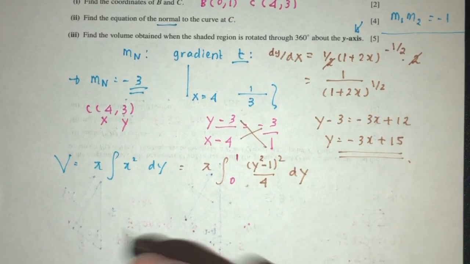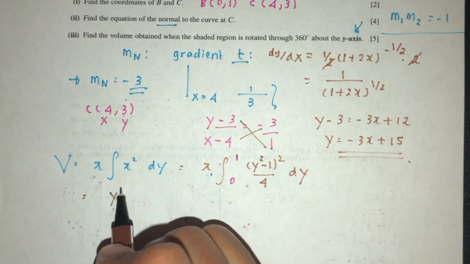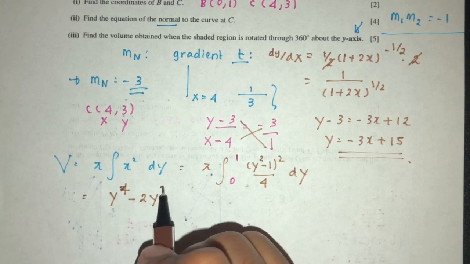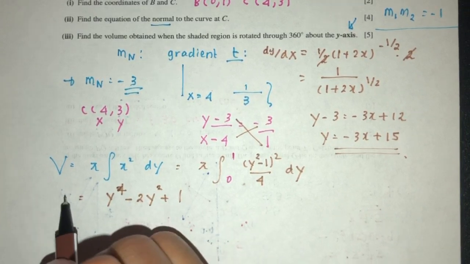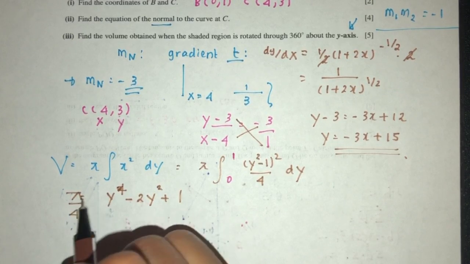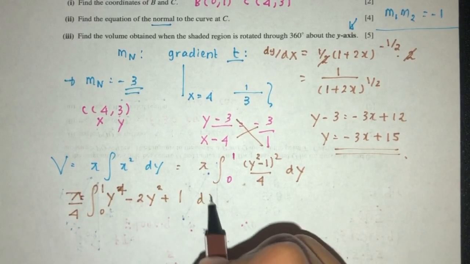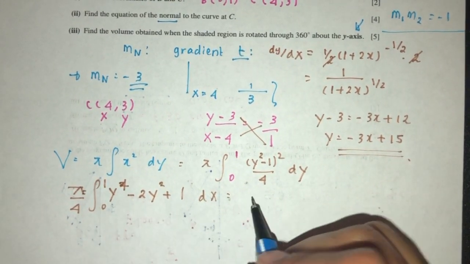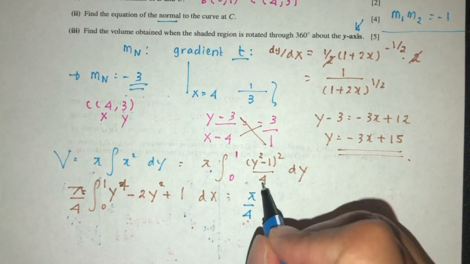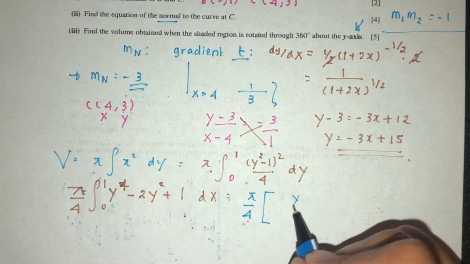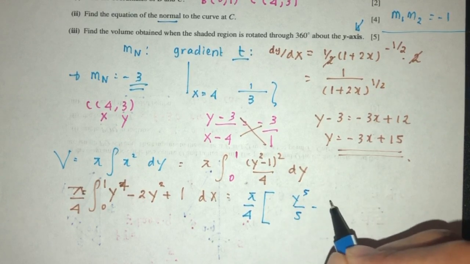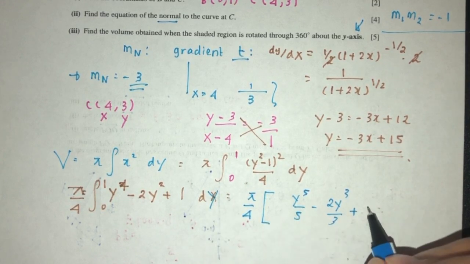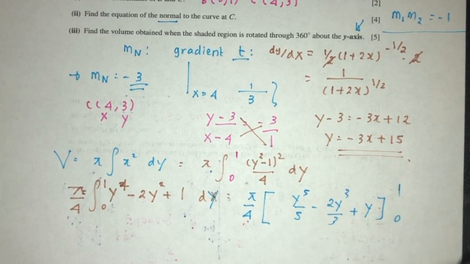Now we can simplify, obviously. On top we can expand. You will have y to the 4 minus 2y squared plus 1. We take out the value of 4 outside. It is only a multiple. And integration from 0 to 1 with respect to dy. Now we can simplify. This is only the multiple outside, and inside we will have y to the power 5 over 5 minus 2y to the power 3 over 3 plus y, between 1 and 0.